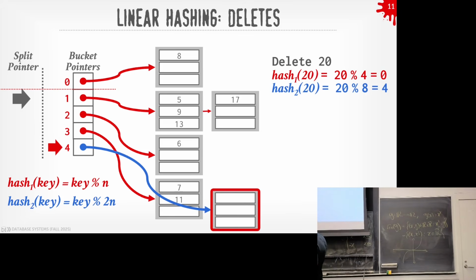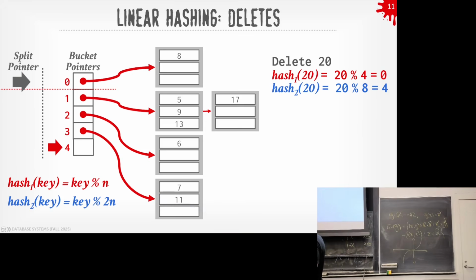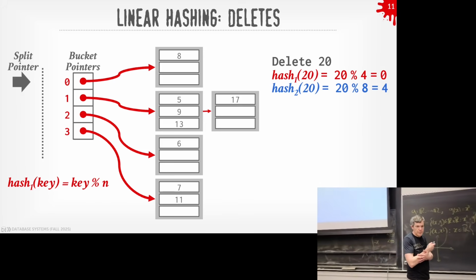I delete 20. But now the bucket is basically empty. So you could just leave it there if you wanted to. Or you just do the reverse. You could kill it, roll the split pointer back up. And then that 4 slot in the bucket array, nothing's really pointing to it. Nothing can get to it anyway because my hash function won't ever jump to it. So I could just leave it there, right?